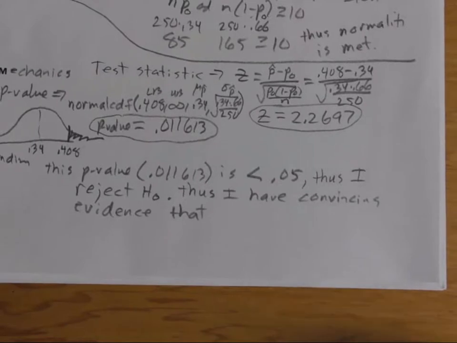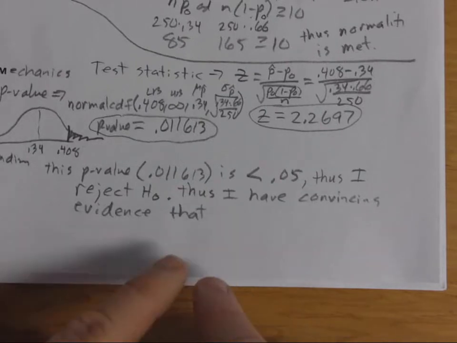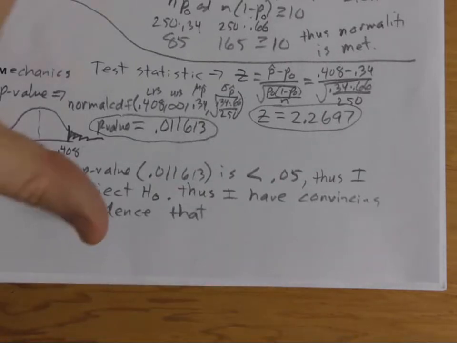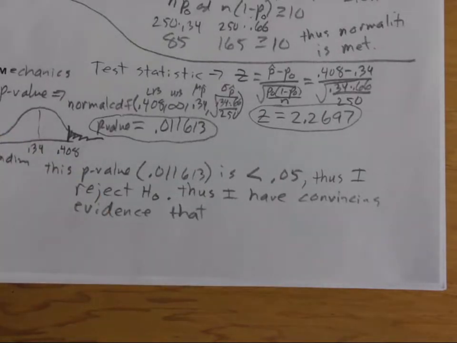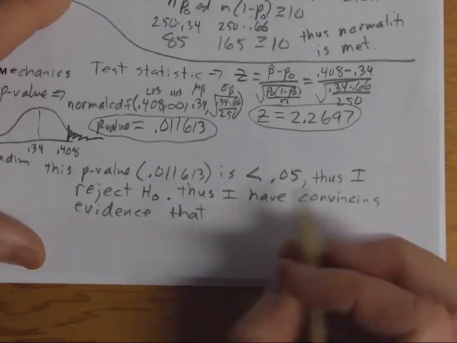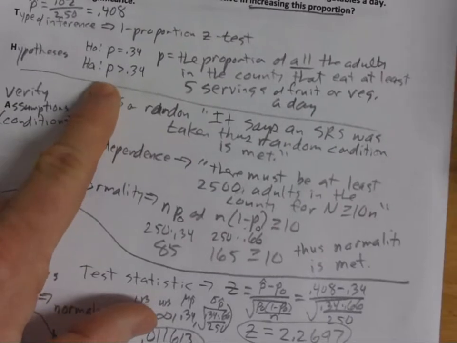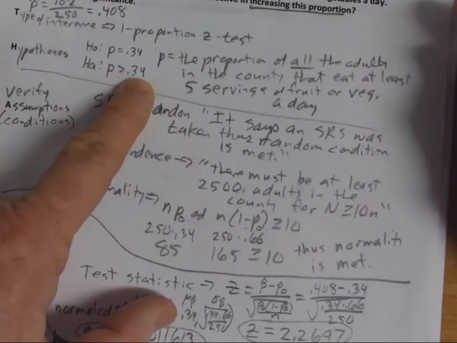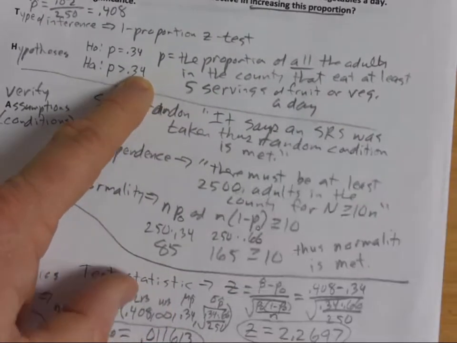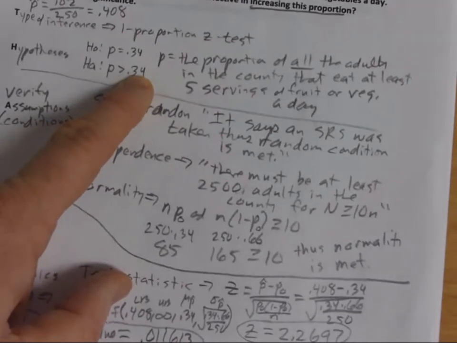So you're going to, and I know it's a bit cumbersome. It is what it is. I didn't make this stuff up, okay? And I don't like the fact that you have to state what P is twice, but I've argued for it, but I haven't won. So anyway, thus we have convincing evidence that P is greater than 0.34, but you have to rewrite what P is again. I apologize for that, but you do.